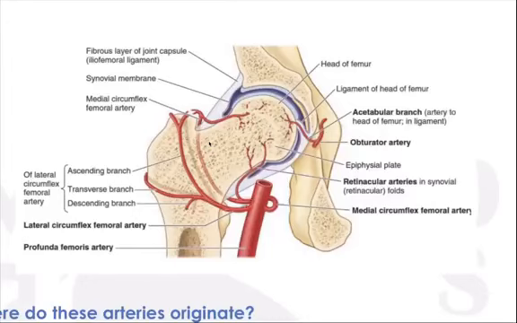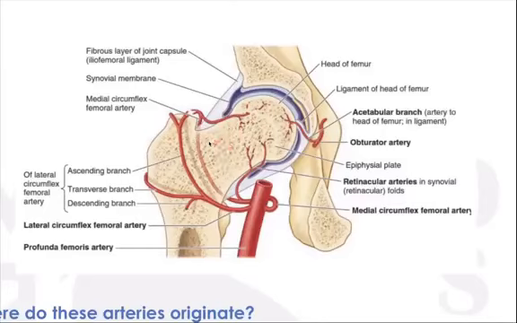Now, the lateral circumflex femoral artery has 3 other branches. One is descending, which is going downwards. One is transverse, and another one is the ascending one. So this ascending branch of the lateral circumflex femoral artery will be anastomosing with the medial circumflex femoral artery here, and this is the main blood supply for the head of the femur.